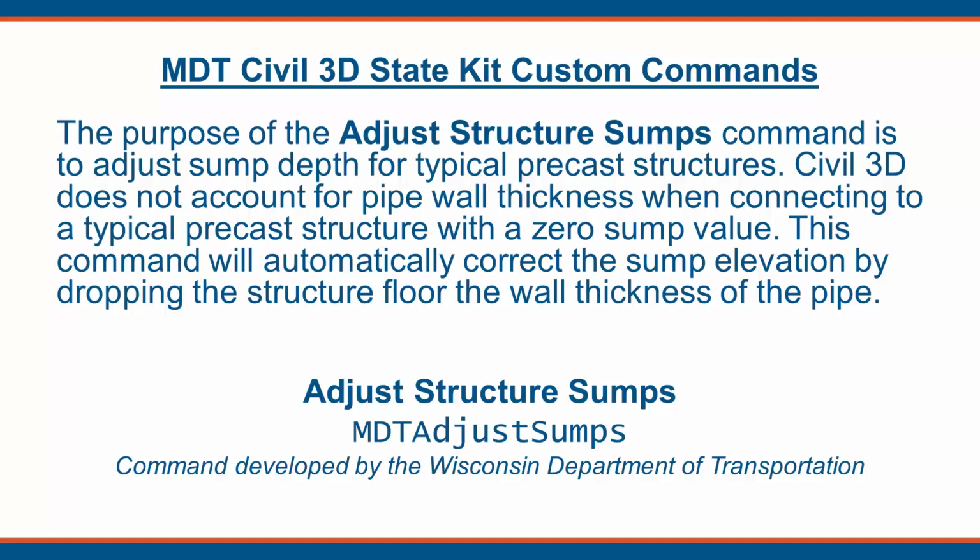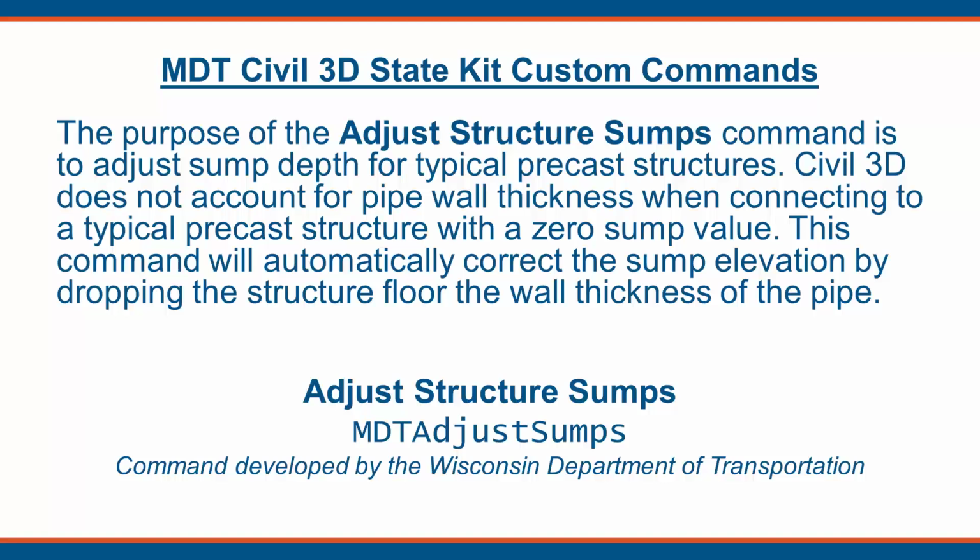The purpose of the Adjust Structure Sumps command is to adjust sump depth for typical precast structures. If there's a value for structure sump depth, such as for catch basins, Civil 3D correctly sets the sump elevation, because the elevation is based on a set distance from the flow line of the lowest pipe.